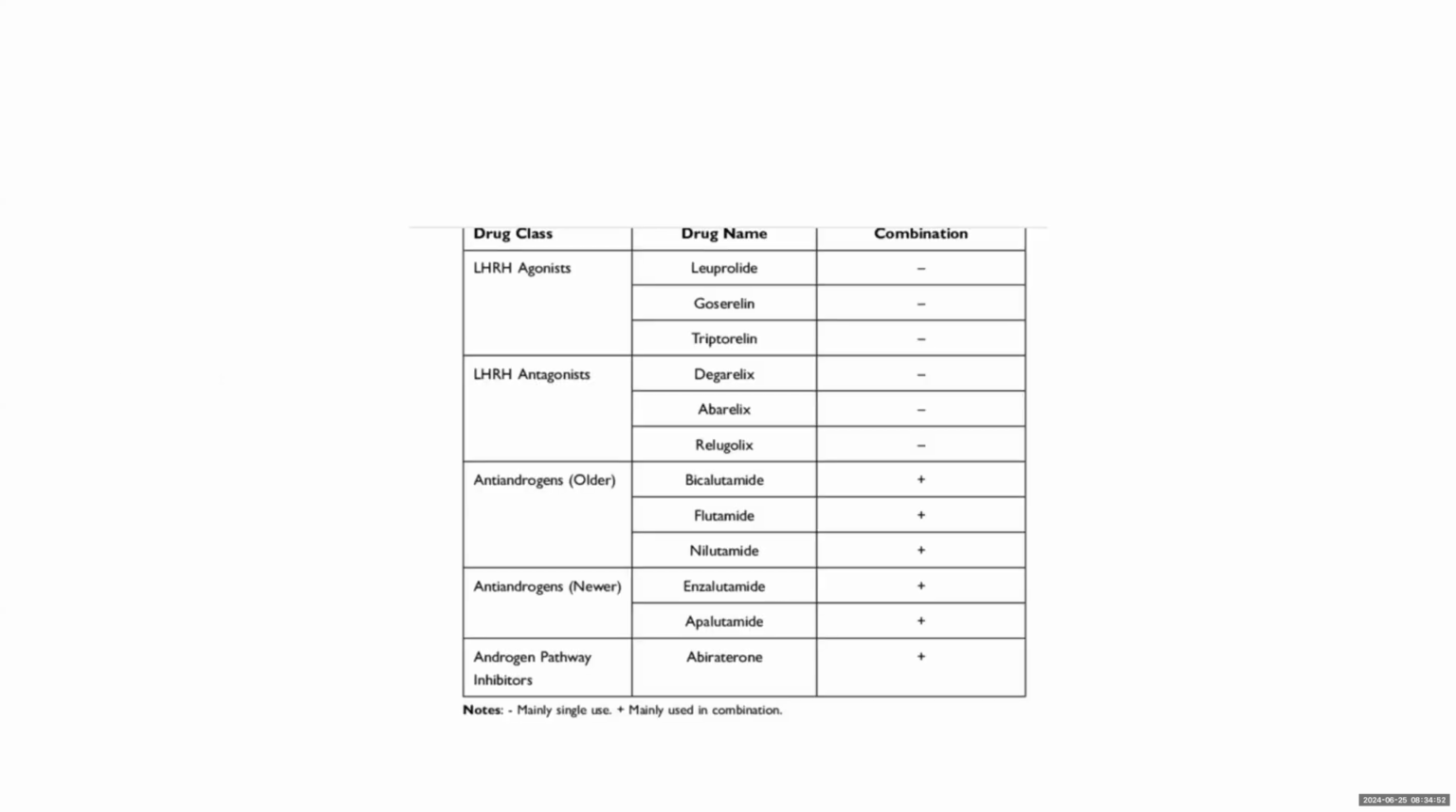Drugs used for ADT are LHRH agonists, which include leuprolide, goserelin, and triptorelin. LHRH antagonists are degarelix, cetrorelix, and relugolix. Anti-androgens are bicalutamide, flutamide, nilutamide, and the second-generation anti-androgens enzalutamide and the newer apalutamide. The androgen pathway inhibitor, a CYP17A1 inhibitor, is abiraterone.